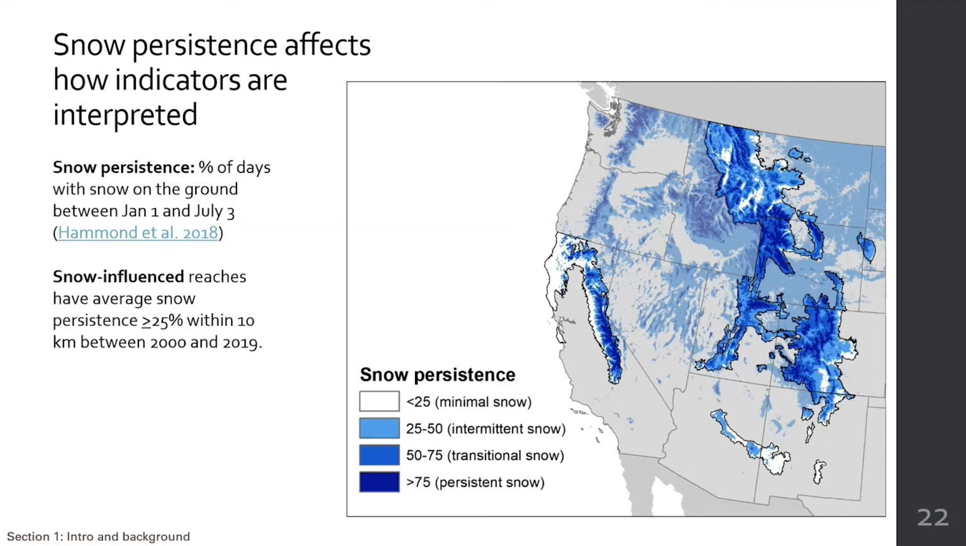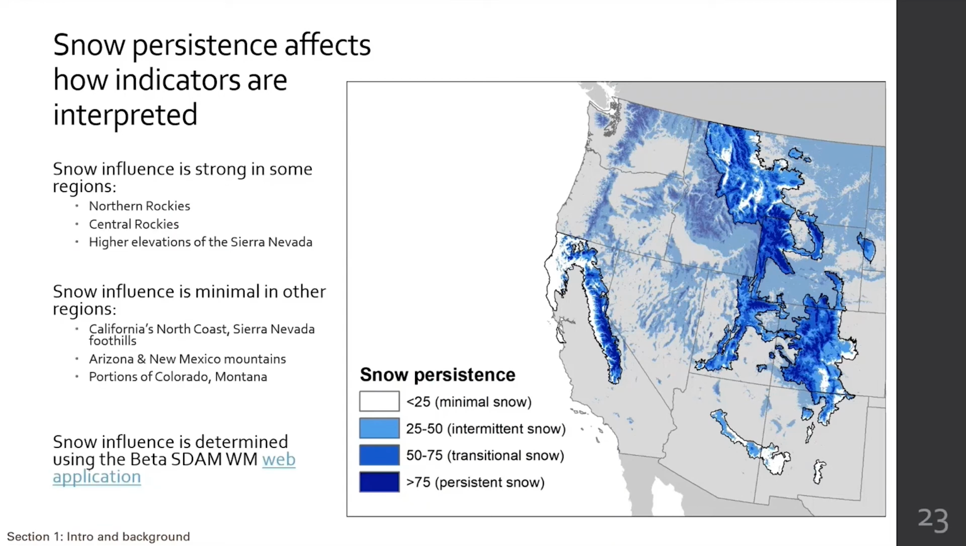And based on these measures of snow persistence, we classified reaches as snow influenced when their average snow persistence was over 25% within a 10-kilometer buffer, based on an average of conditions between 2000 and 2019, so basically 20 years of climatic data. So the snow-influenced reaches are mostly within those white areas on this map, and the blue areas indicate where snow-influenced reaches are.